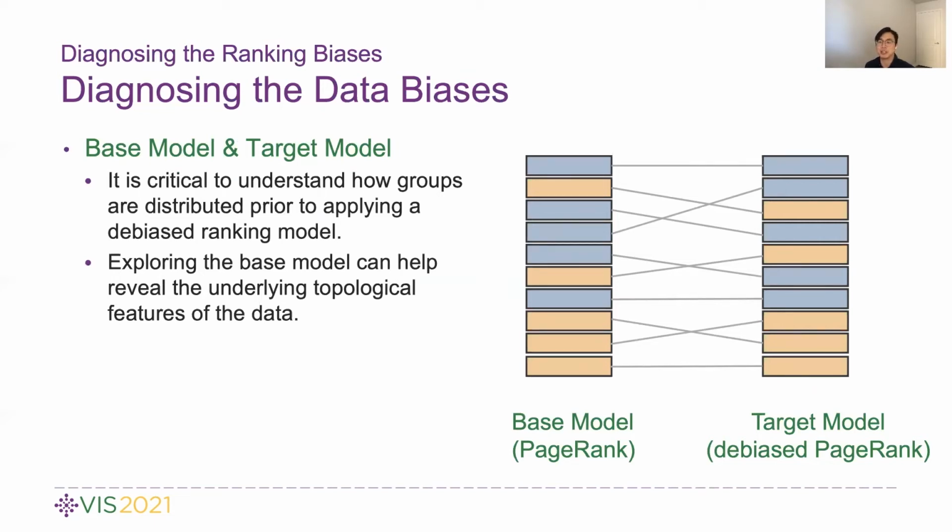Data bias is the bias that originates from the data itself, not relevant to any models. For this type of bias, we introduce the concept of base model and target model. The reason for having a base model is that it is critical to understand how groups are distributed prior to applying a debiased ranking model. And exploring the base model can also help reveal underlying topological features of the data. For example, if you want to analyze whether the ranking results of a debiased PageRank model have cascading bias, we have to know what the data looks like on the vanilla version of PageRank. If there's a regional bias in the data itself, we have to understand this isn't the target model's behavior.